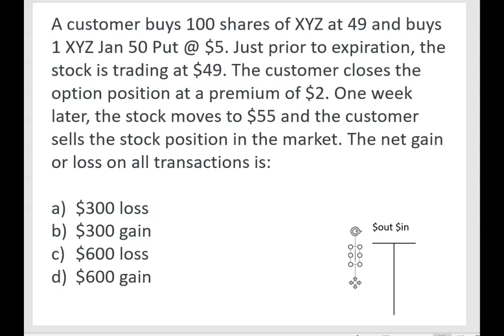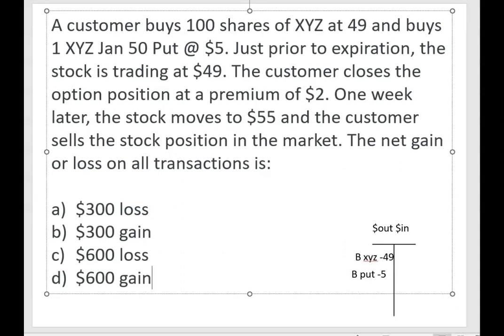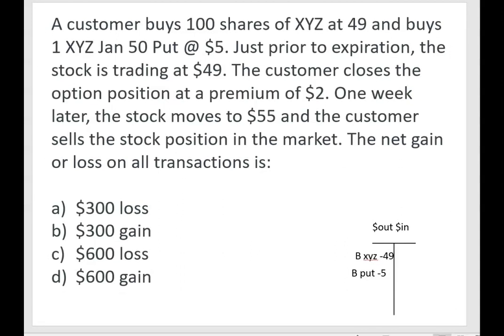So we're going to buy XYZ at 49, then buys the XYZ January 50 put. So it's another buy order. So we're going to buy the put for -5. So again, these are both opening purchases. Just prior to expiration, the stock is trading at 49. The customer closes the option position at a premium of $2.